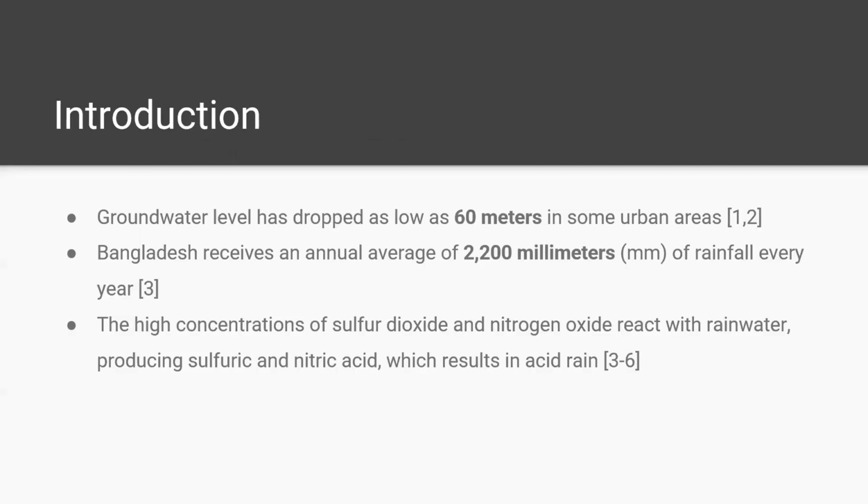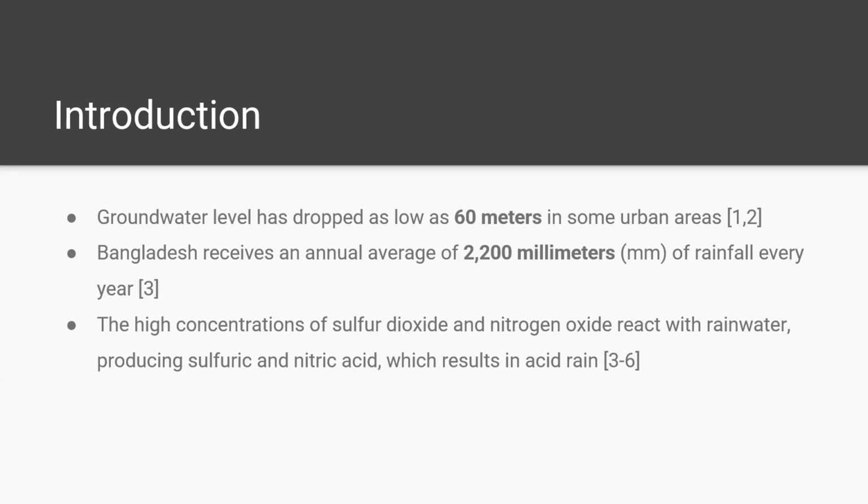So in the last 3 decades, due to unmonitored extraction and careless use of groundwater, the water level has dropped as low as 60 meters in some urban areas. To conserve the underground water supply, we have to look for an alternative source of water. In Bangladesh, we receive an annual average of 2,200 millimeters of rainfall every year.